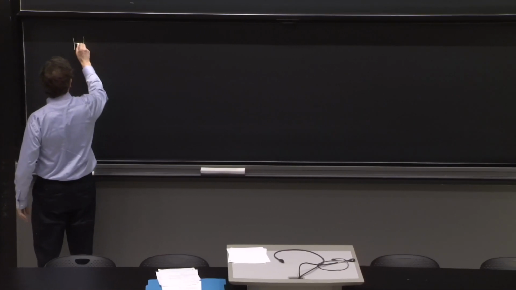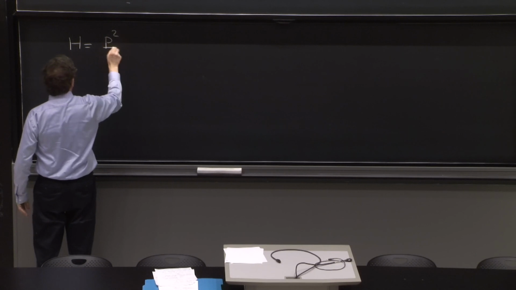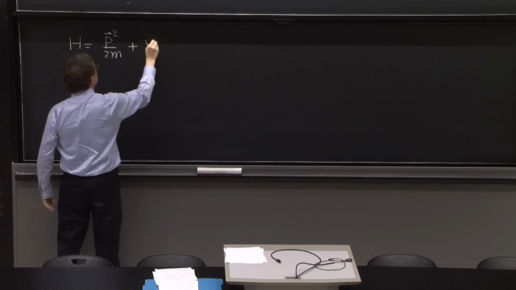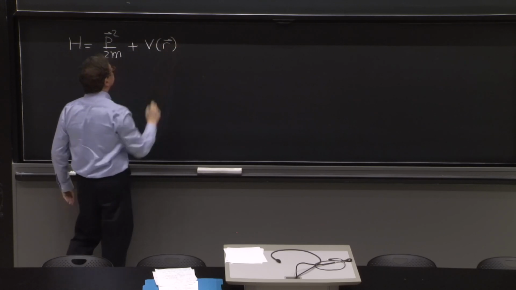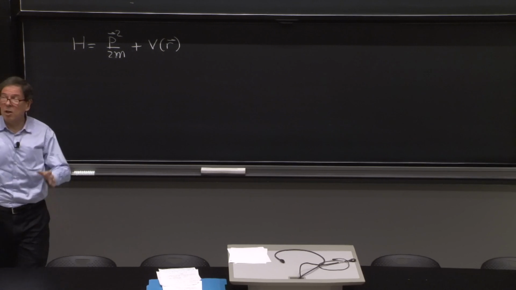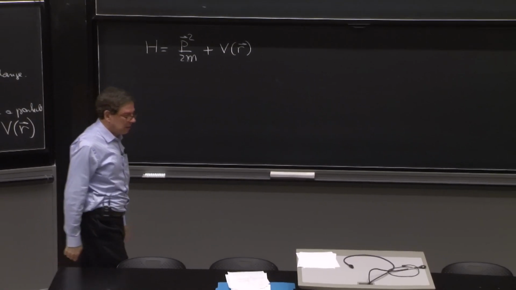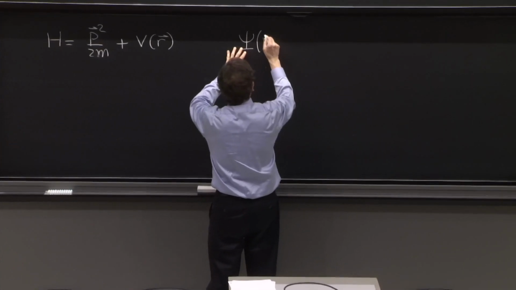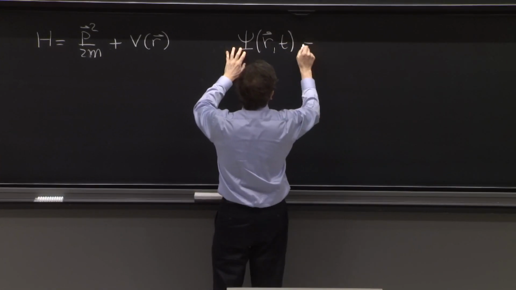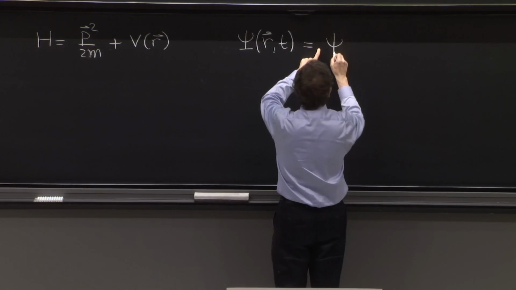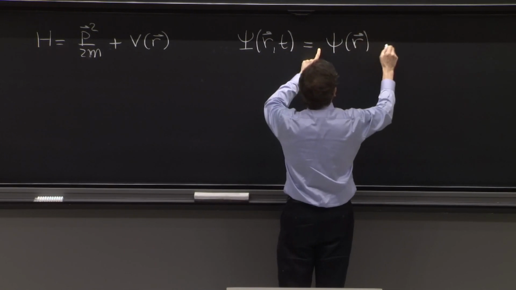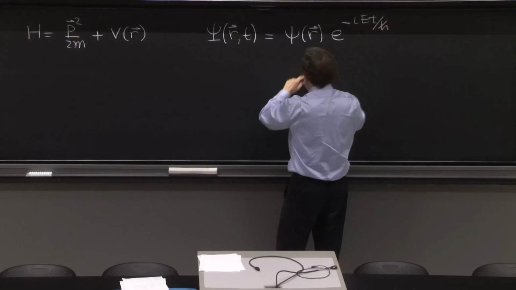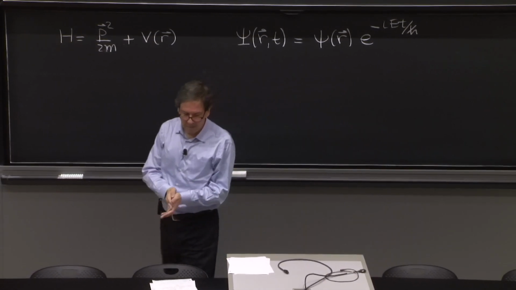We will have a Hamiltonian, which is p squared over 2m plus a potential V of r. Need not be yet a central potential. As usual, we will think of a wave function that depends on r and t that will be written as a psi that depends on r times e to the minus i Et over h bar, an energy eigenstate.